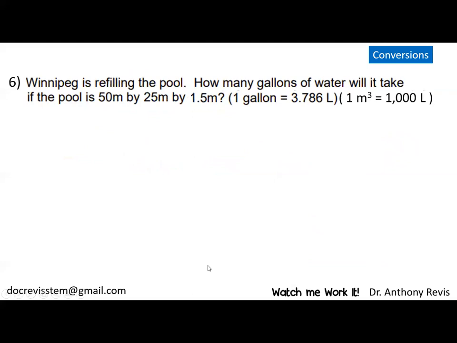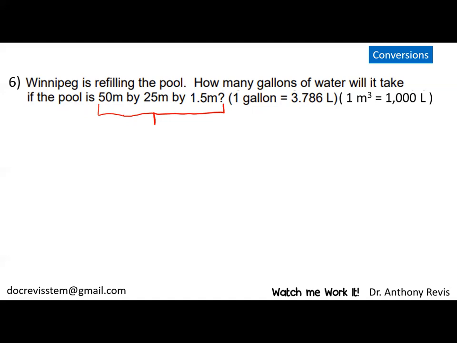All right, let's do another one here. Winnipeg is refilling the pool. How many gallons of water will it take if the pool is 50 by 25 by 1.5, all meters? Okay, so with this one, our given is right here. But that's a sneaky given, isn't it? That's a volume.